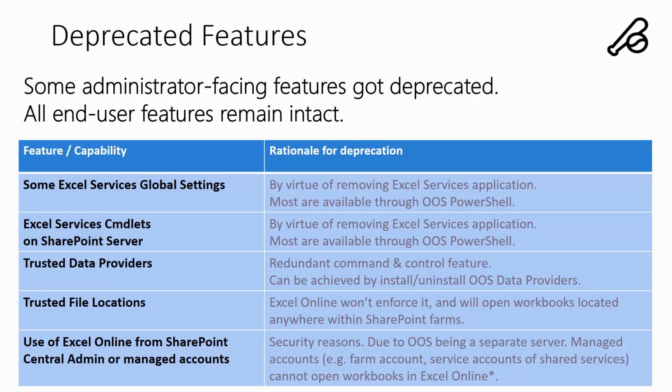Trusted file locations is also deprecated, but the way to think about it is not deprecation. It is rather that Excel Online no longer enforces a trusted file location. So just as before, the trusted file location used to default to the whole SharePoint server. It was HTTP */ or something. So in Excel Online, trusted file location is no longer enforced, and we can consume a workbook from any SharePoint server, any SharePoint location.